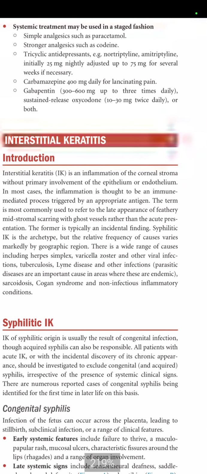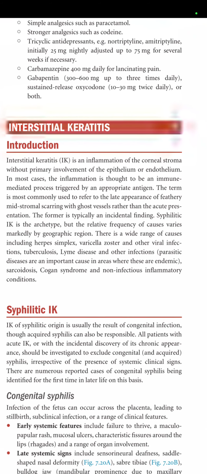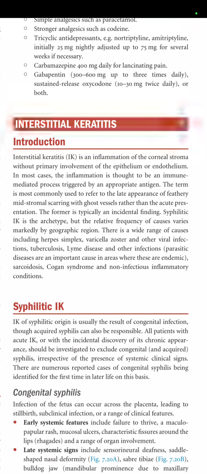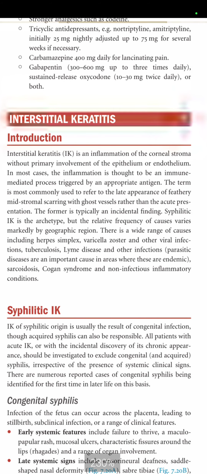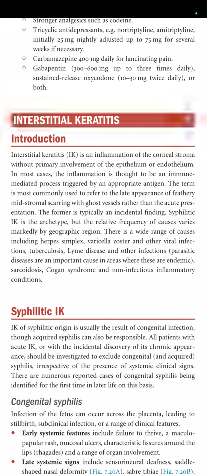So let's see what diseases cause interstitial keratitis. Interstitial keratitis is the inflammation of the corneal stroma without primary involvement of the epithelium or endothelium. In most cases, the inflammation is thought to be an immune mediated process triggered by an antigen. So basically, it is immune mediated. There is an immune reaction to some antigen.